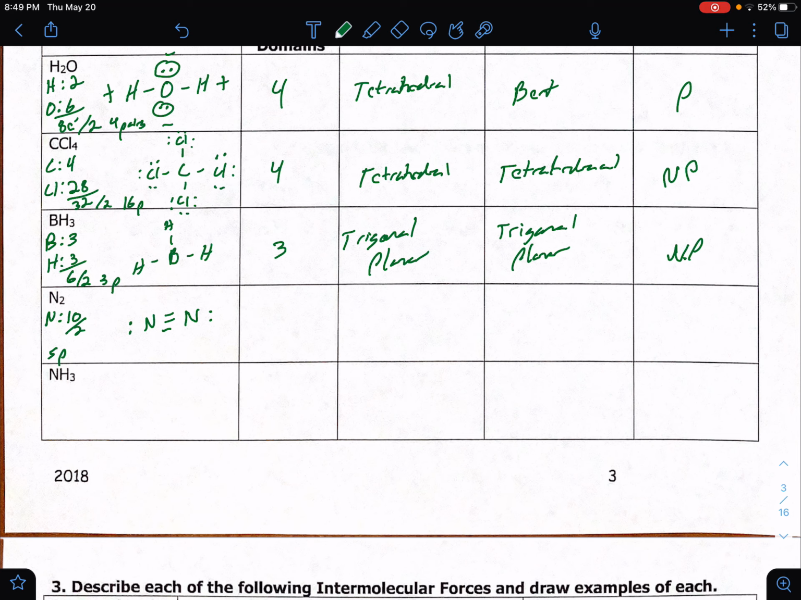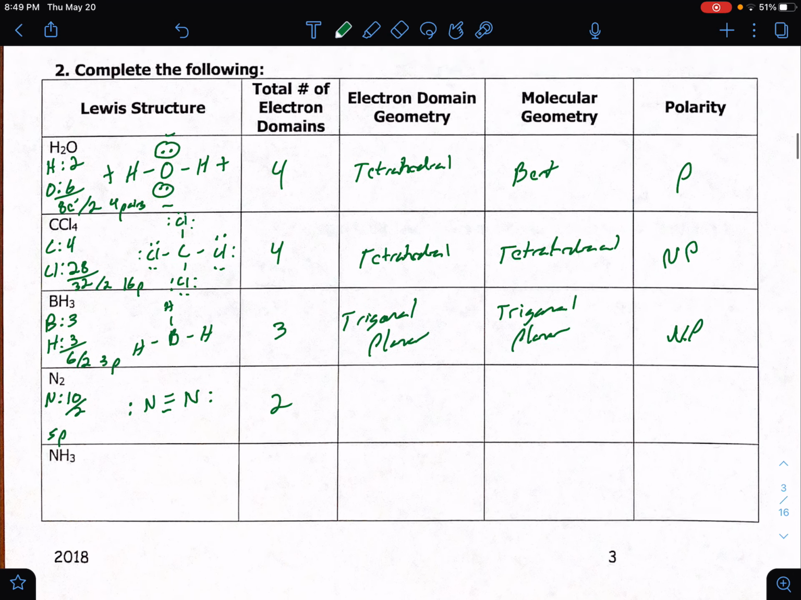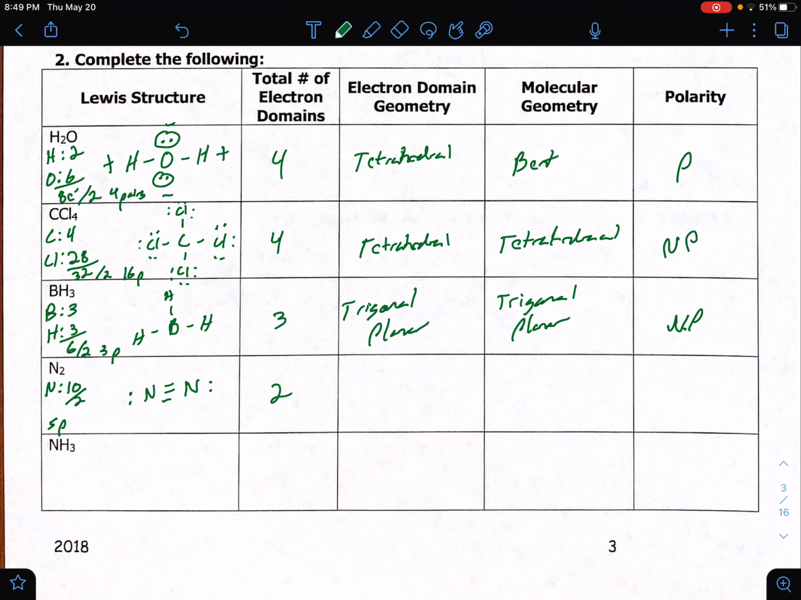So your correct Lewis structure would look like this. Here, if I only have 2 atoms attached to each other, this can only be a domain of 2, or electron domains of 2, which makes it linear. The electron or molecular geometry is always going to be linear when the electron domain geometry is linear. This is balanced out, so this would be nonpolar.